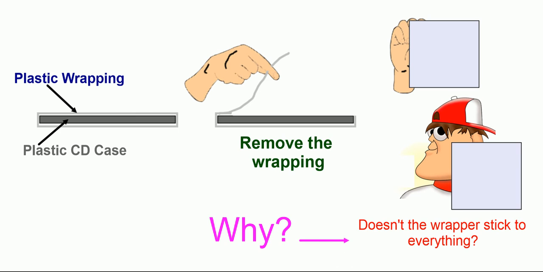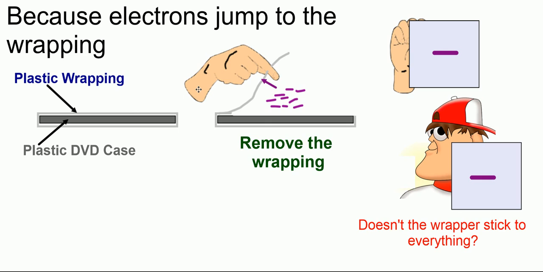Well, here's the reason. Similar to the balloon and the sweater, when you tear this off, negative electrons jump from the plastic of the case itself to the plastic of the wrapper. This becomes very negative. There it is. It's negative. It'll stick to your hand. Negative sticks to your face. It can be quite annoying.